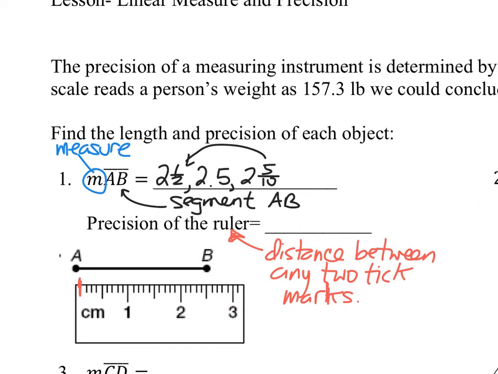So we're basically just looking for that fraction that we just came up with. It took 10 tick marks to get the whole way, so each one of those tick marks would have to be 1/10 of the distance. So the precision of the ruler is 1/10, or you could say nearest tenth.